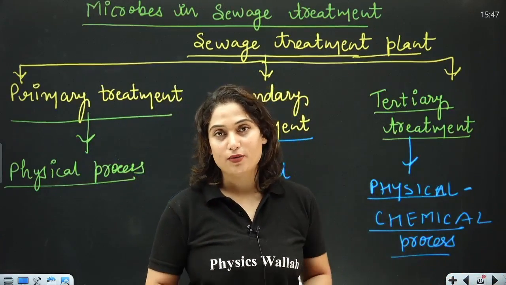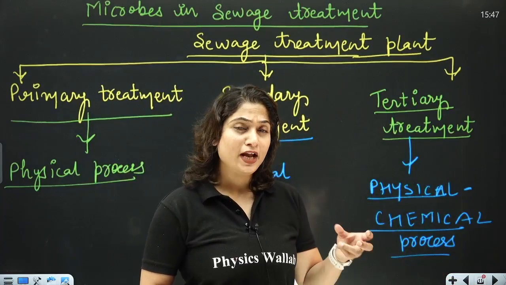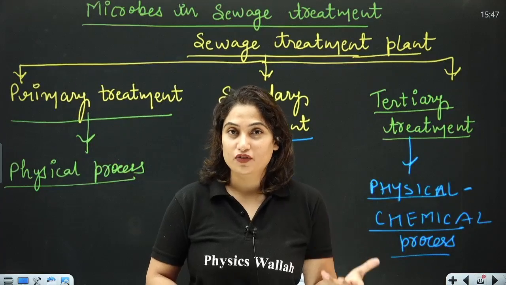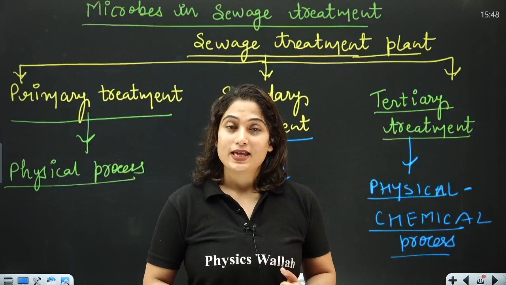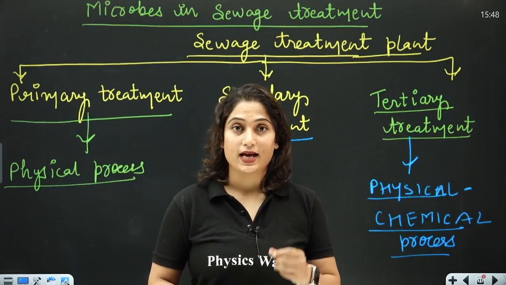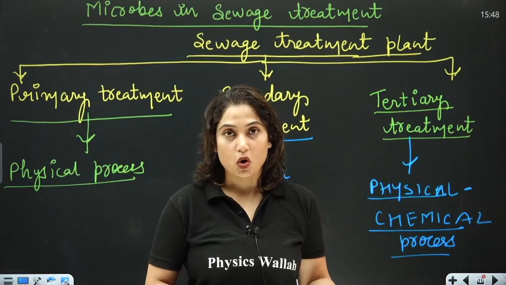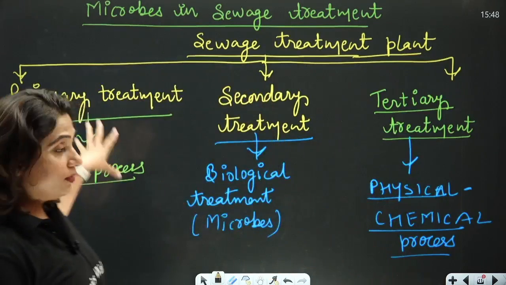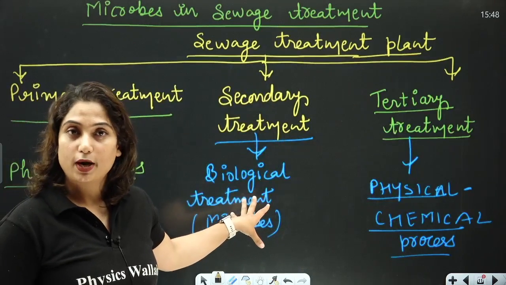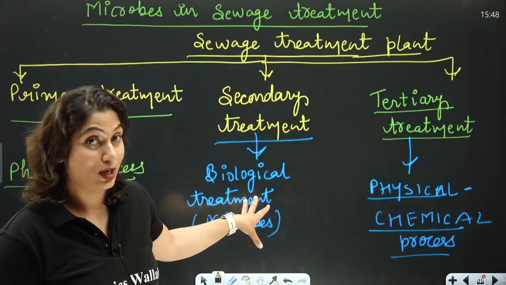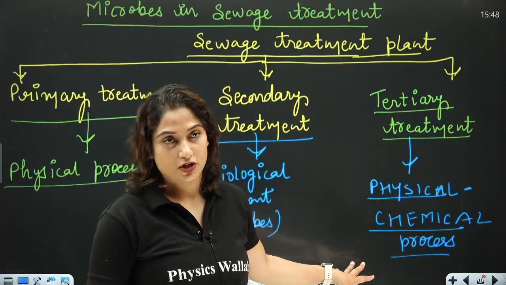It's a physiochemical treatment in which you use certain chemicals and certain physical processes like UV rays and reverse osmosis, and you use chemicals like chlorine gas and perchlorate ions to further purify the water. So primary treatment is a physical treatment, secondary treatment is a biological treatment in which we use microbes, and tertiary treatment is a physiochemical treatment.